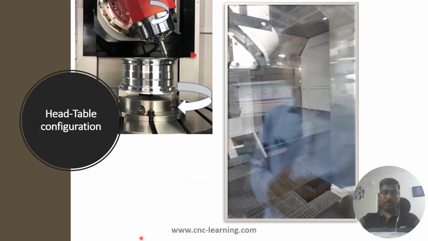Now we will look at a machine with head-table configuration. That means one rotary will be on head and another will be on table. So what is on table? It is rotating about the z-axis, so that can be called a C-axis. And the rotary axis which is on the head, that is getting rotated about y-axis, so it can be called B-axis.